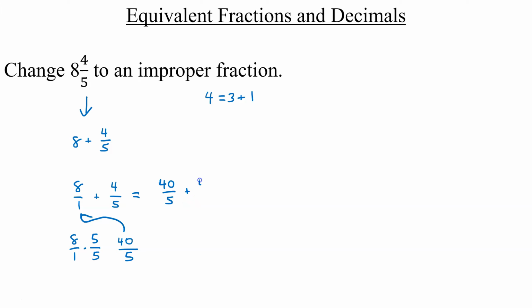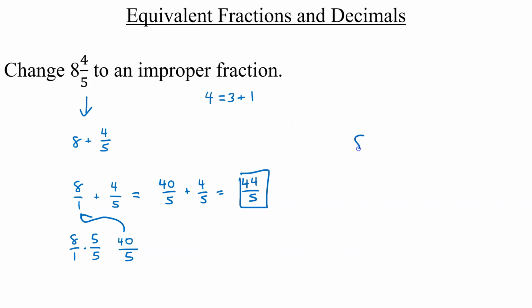And then we're adding that to 4/5. Once you have the same denominator, it's easy. You just add your numerators together. So 44 over 5. This is kind of the long way. The shortcut is doing this exact same thing, but it's just a faster way to think about it.